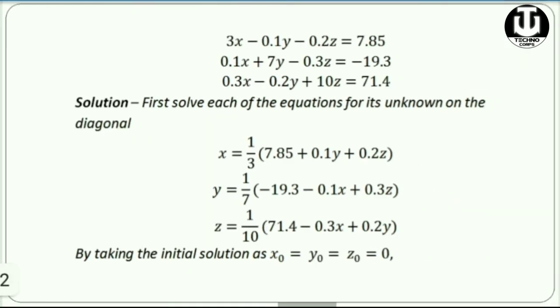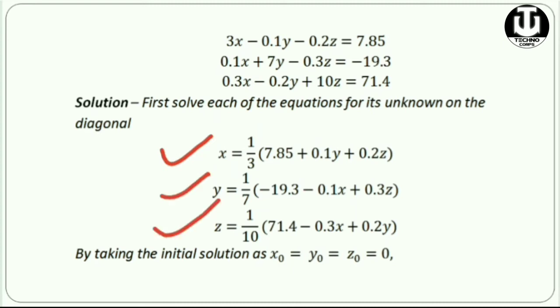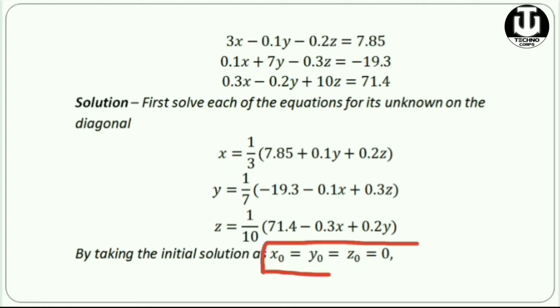So first of all, what we have to do? We have to take the equation for x, y and z. I have taken those values x, y and z, right? You can check. Now assume the initial approximations, assumed as the 0 value. Once we have completed this initial process, after that we can go for the first iteration.